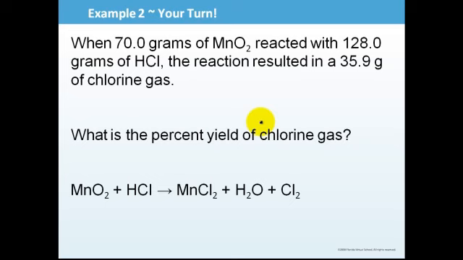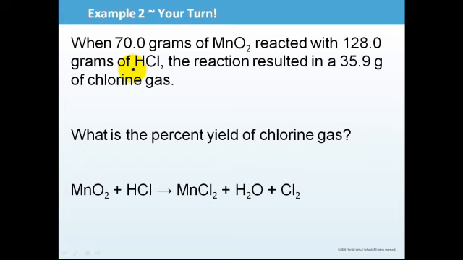It says when 70 grams of MnO2 react with 128 grams of HCl, the reaction resulted in 35.9 grams of chlorine gas. What is the percent yield of chlorine gas? Okay, so again, we are told that we are starting with 70 grams of MnO2 and 128 grams of HCl. So we have two reactants. Well, remember back in lesson 4.7, when you're given two reactants, there should be a light bulb going off in your mind saying, this is a limiting reactant problem.